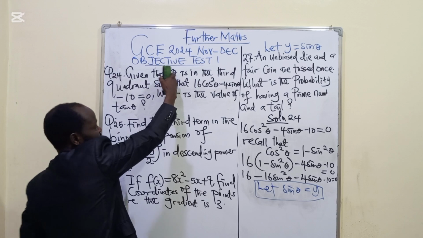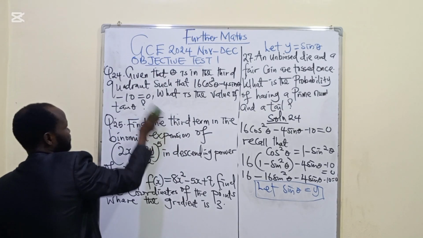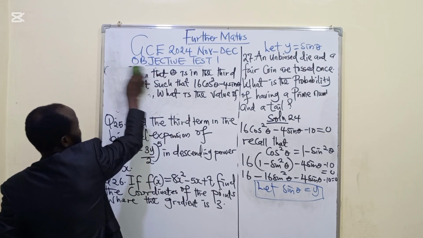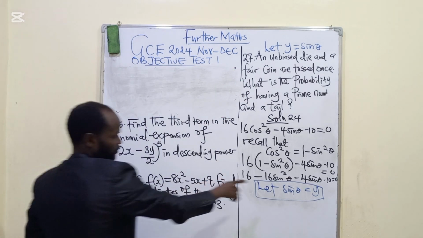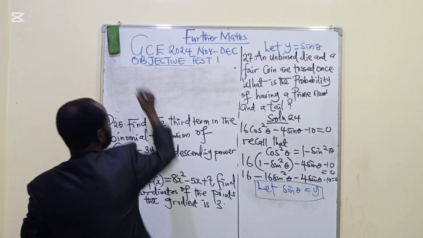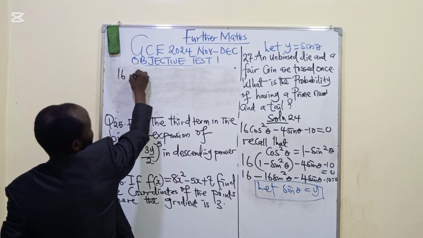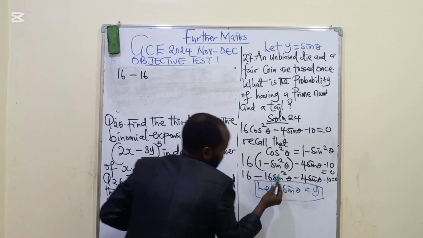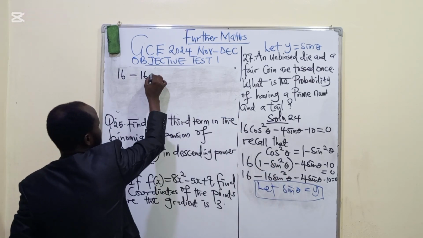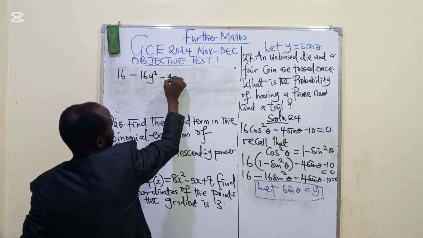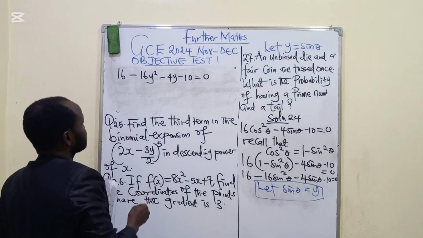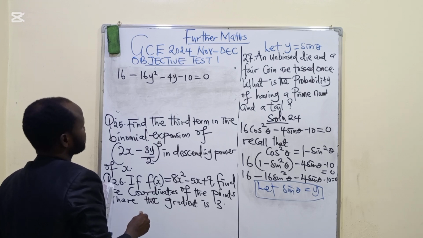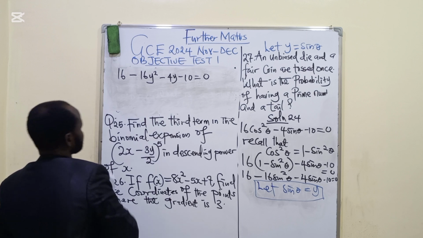The condition is that theta is in the third quadrant and we are asked to find the value of tan theta. Anywhere we see sine theta, we put y. So it will be 16 now, minus 16y squared, minus 4y minus 10 equals 0. Of course, this is leading to a quadratic equation.